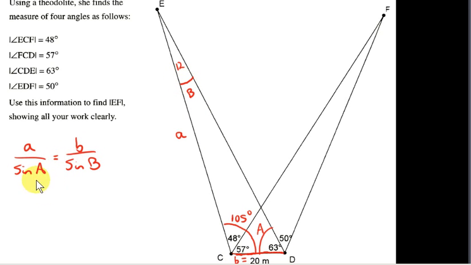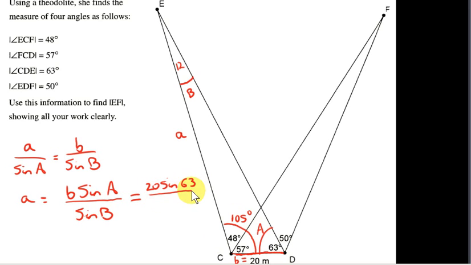So we have the sine rule, and we need to find small a, so we multiply across by sine a. So we fill in all the values. Small b is 20. Capital A is 63 degrees. Capital B is 12 degrees. Working this out to two decimal places, we get 85.71, and this is in meters.